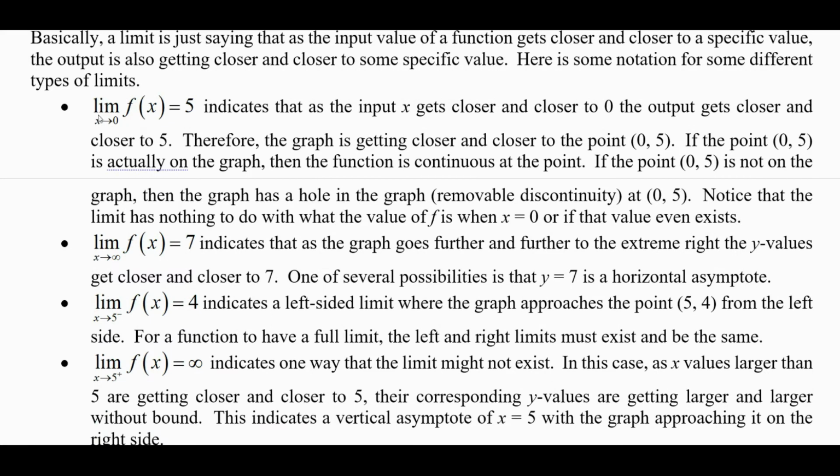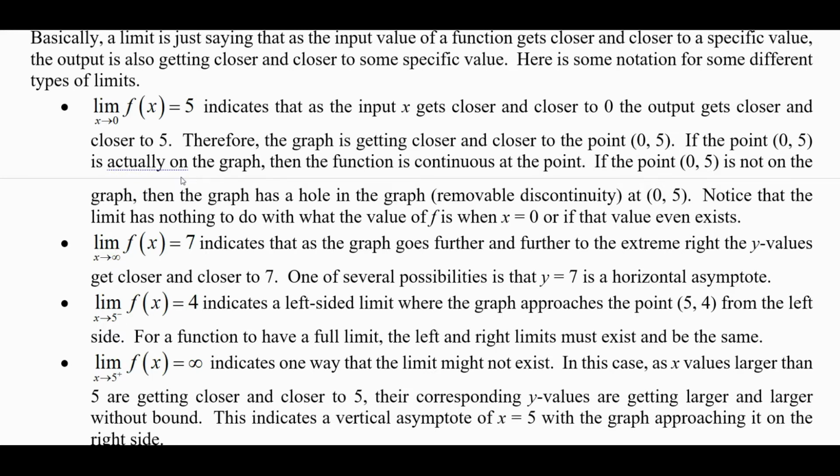This first one we read as the limit as x approaches 0 of f of x equals 5. This indicates that as the input x gets closer and closer to the value of 0, the output gets closer and closer to the value of 5, the output being f of x or y. So the graph is basically getting closer and closer to the point (0, 5). So (0, 5) is a limit point.